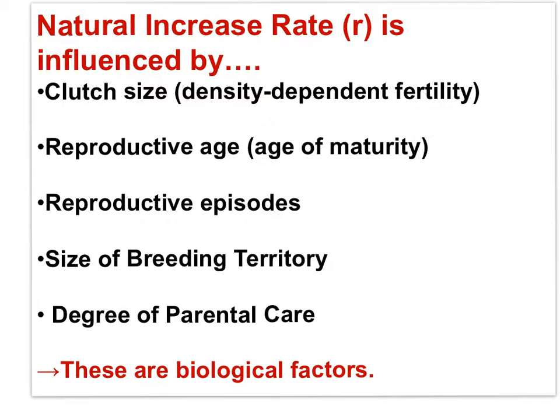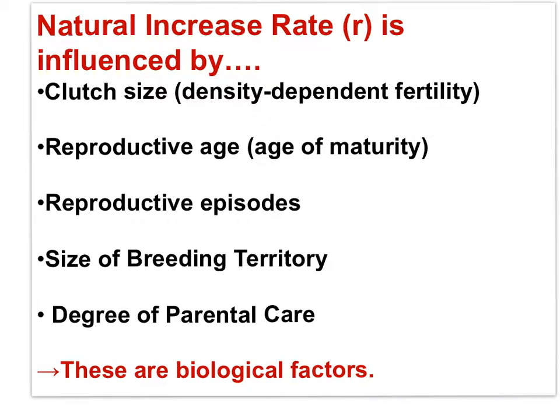How many eggs are in the average reproductive episode? Frogs lay thousands, while gorillas have one. Natural increase rate is influenced by the reproductive age, the age of maturity. Fruit flies reach maturity after a few hours, while elephants reach maturity after 10 years of age. Natural increase rate is influenced by the number of reproductive episodes. Annual plants have one episode, while trees produce seeds every single year.